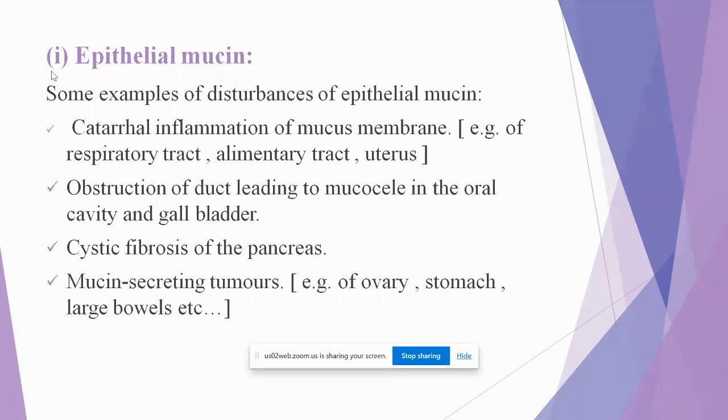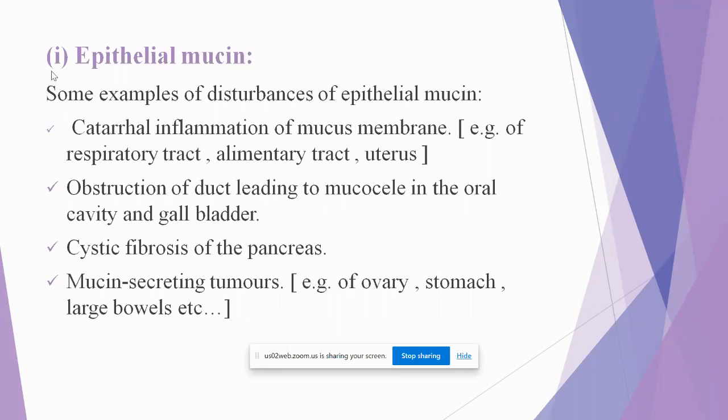Epithelial mucin. Some examples of disturbance of epithelial mucins are catarrhal inflammation of mucous membrane, for example in the respiratory tract, alimentary tract, and uterus. Then the next example for epithelial mucin is obstruction of a duct leading to mucocele in the oral cavity and the gallbladder.